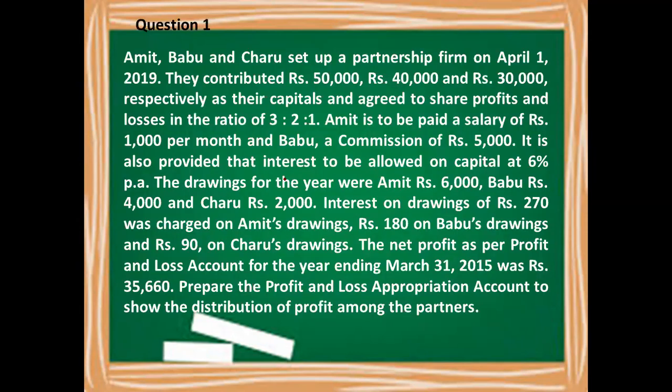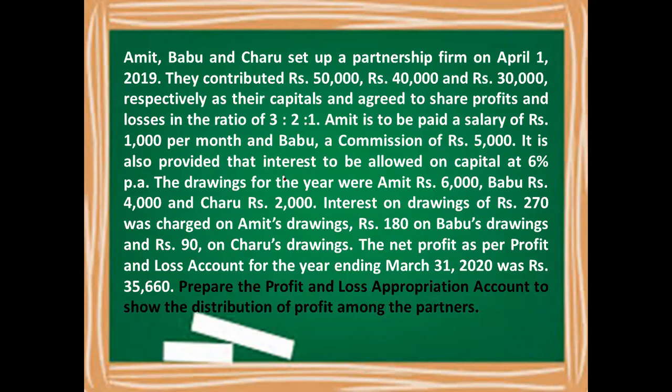In order to understand this, we will read this question and solve it. Whenever the question is quite lengthy, it is expected to read what is being asked of us. So we'll find out. The question lies here. Prepare the profit and loss appropriation account to show the distribution of profit among the partners. So we are going to prepare it. But this question is quite lengthy and in the form of a statement. So what is the first thing? We need to jot down what is given to us in a compact way.